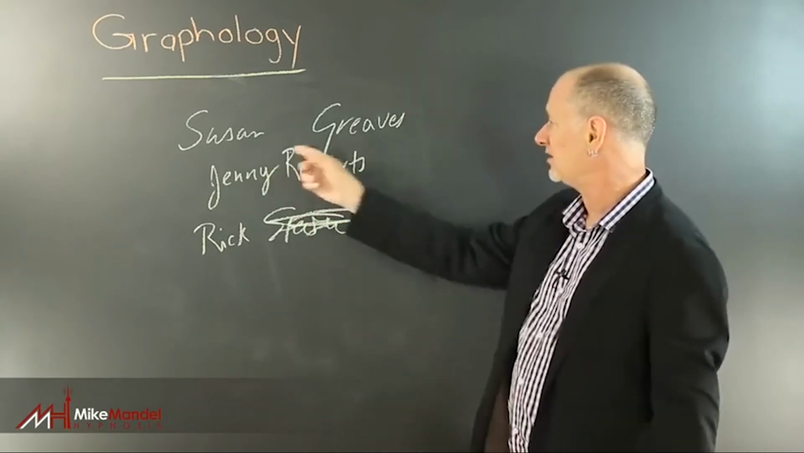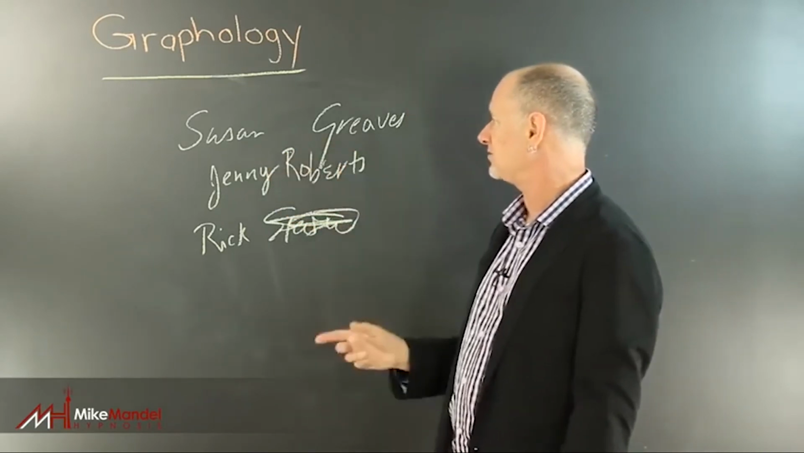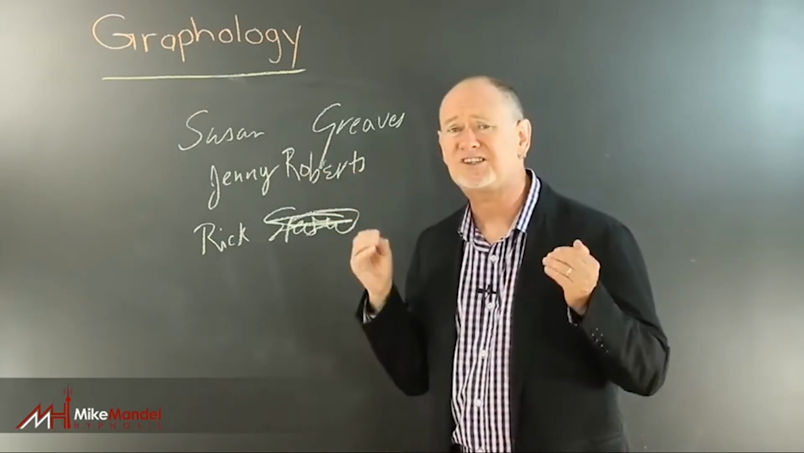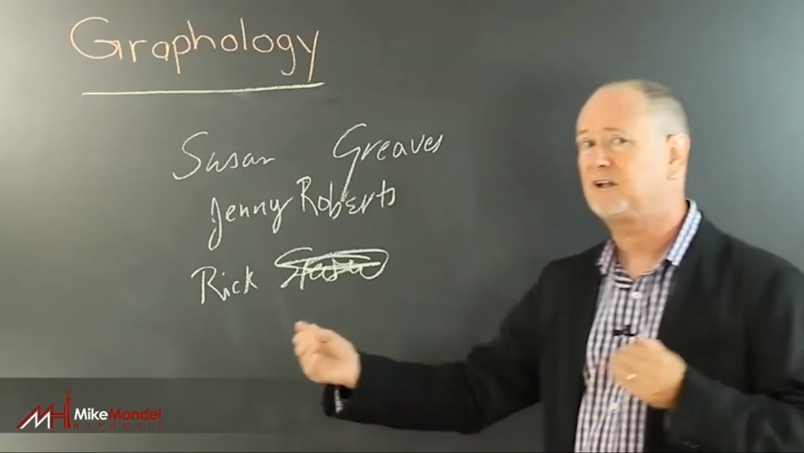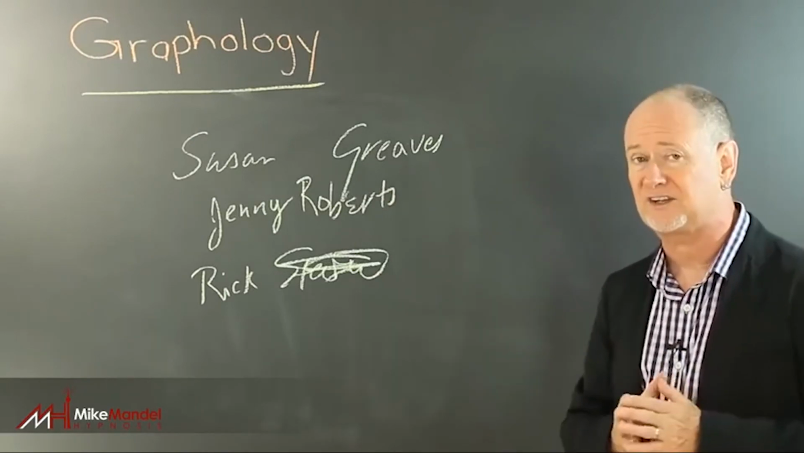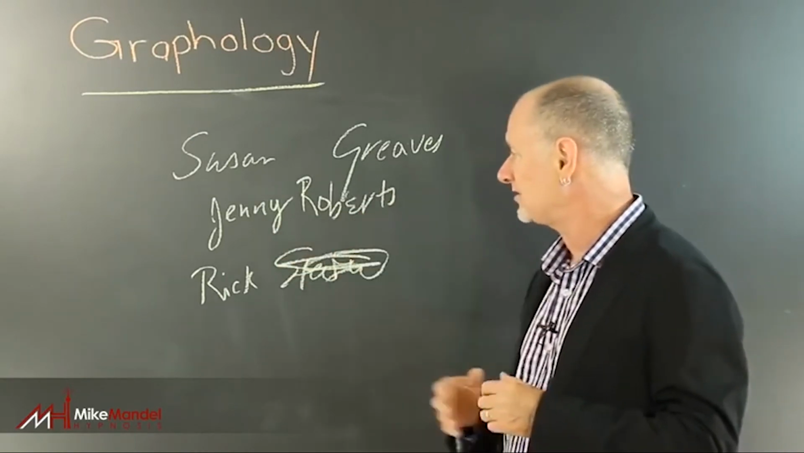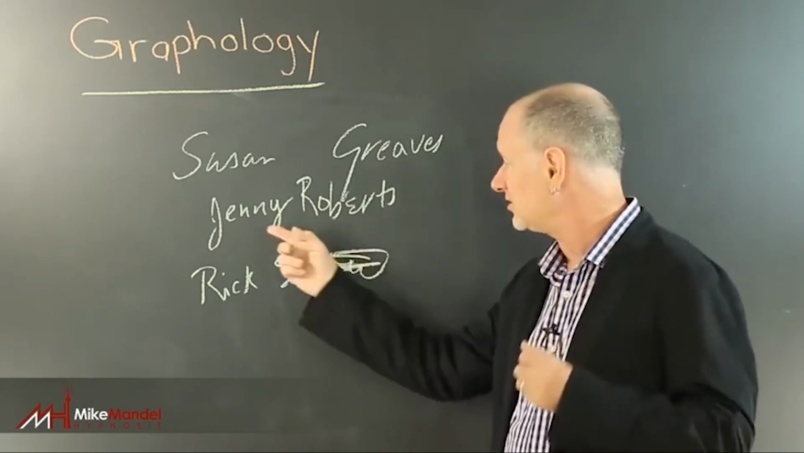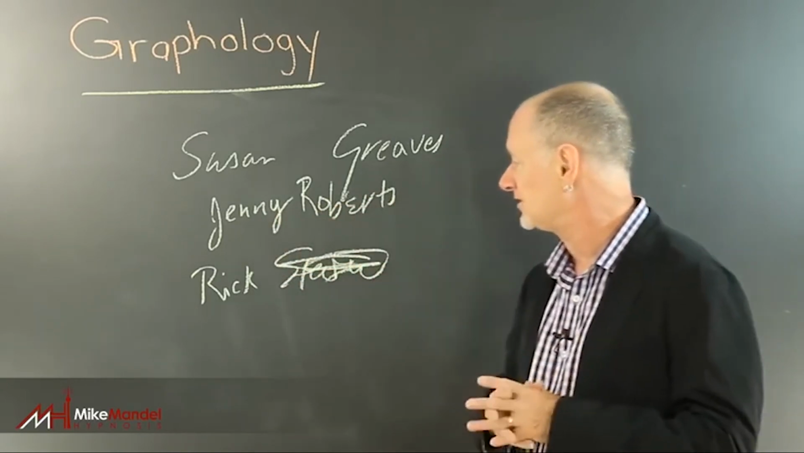So if you look at the first one, Susan Greaves, she's married to Mr. Greaves. Look at the space here. You can tell from this, just from this signature, this woman is not feeling close to her husband for whatever reason. Likewise, Jenny Roberts, if she's married, is feeling very nice and cozy with her husband. The signature is showing the two names very close together.